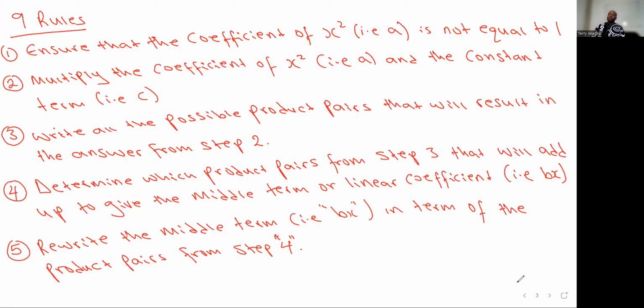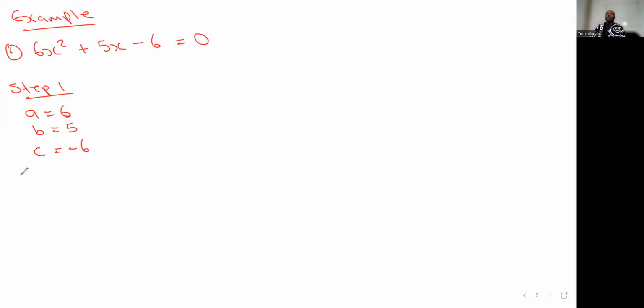Number 2, we have to multiply the coefficient of x squared, that is a, and the constant term, that is c. So step 2, we're going to multiply a and c together. Our a is 6, and our c is minus 6, and this is going to give us minus 36. Now, step 3.